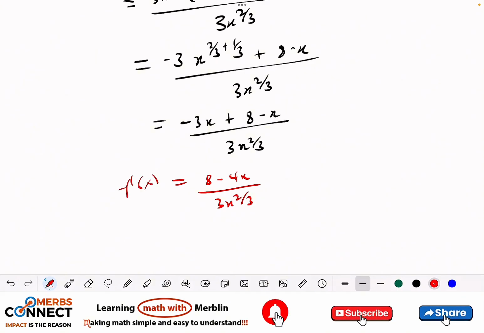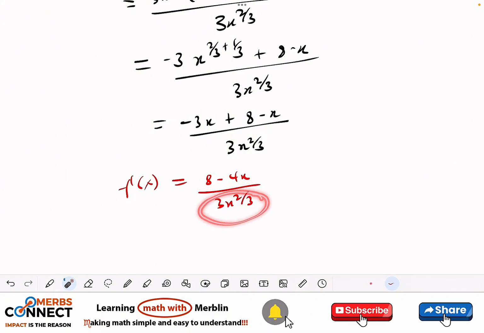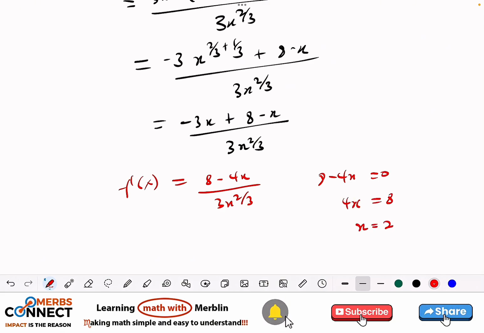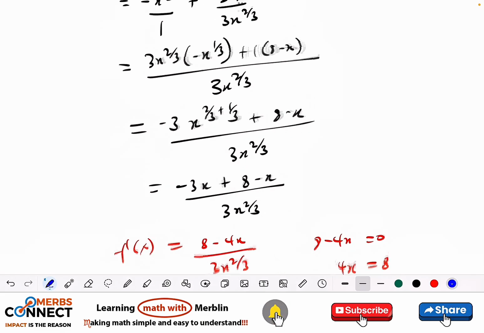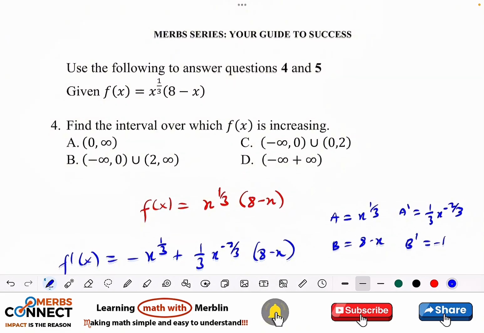So now this is f prime, and we can now find the critical value. As I said, with rational functions, if you want to find the critical values, pick the top, set it to 0, pick the bottom, set it to 0. So when we pick the top, we have 8 minus 4x is equal to 0, 4x is equal to 8, and x should be equal to 2. Then when we pick the bottom and set it to 0, 3x is equal to 0, so x is equal to 0. So the critical values should be 0 and 2.